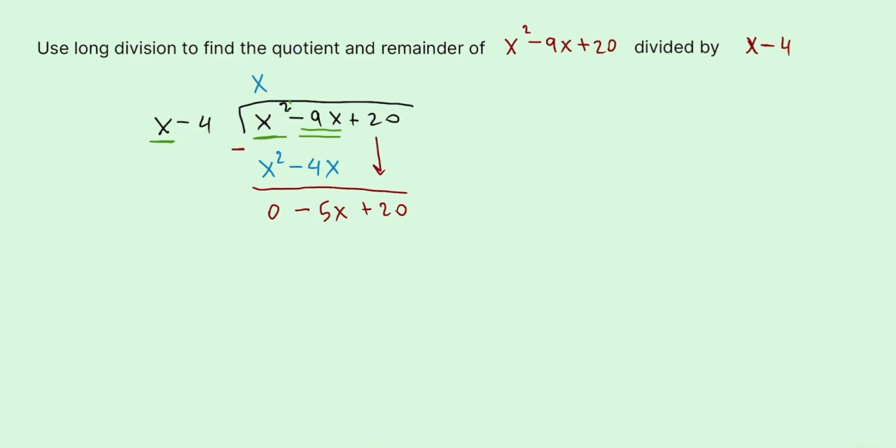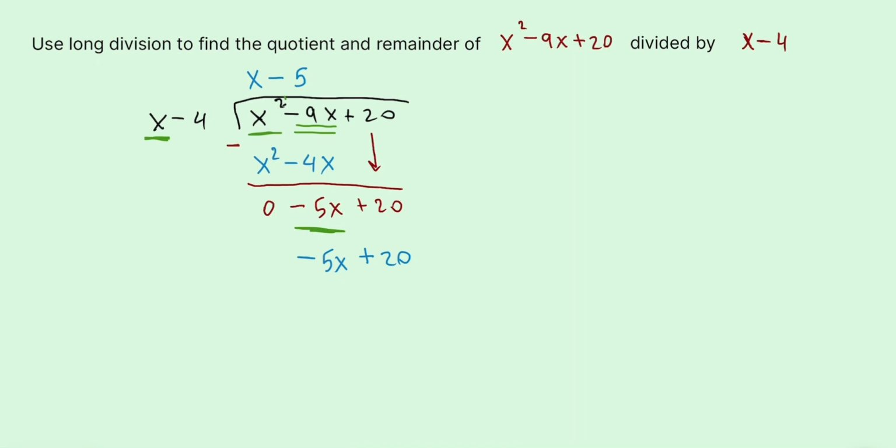Next, we take the first term we got, negative 5x, and divide it by the first term of our factor. Negative 5x divided by x gives us negative 5, so we write it at the top. Now we multiply negative 5 by each term of the factor. Negative 5 times x is negative 5x, and negative 5 times negative 4 is positive 20.